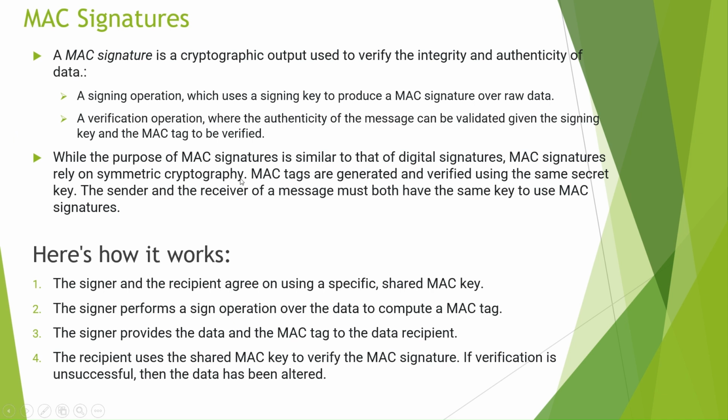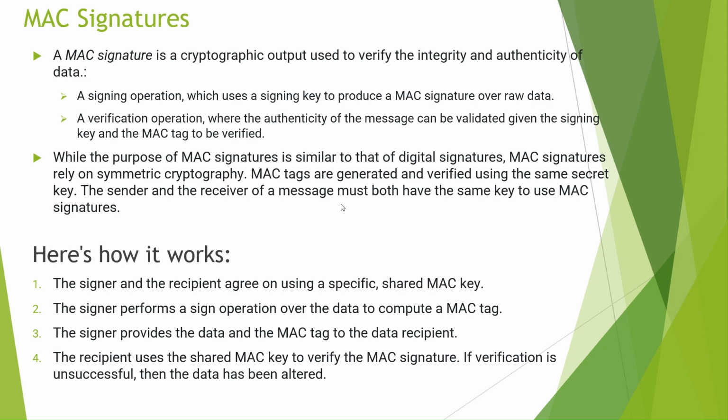In the process we saw in digital signatures, we use a key pair, a public and private key pair, but here there is no public and private key pair. There is only one key, and the sender and receiver both have the same key, and they use the same key to verify the data. The MAC tags are generated and verified using the same secret key, and the sender and receiver of the message must both have the same key to use a MAC signature. It cannot happen that the sender has a different key and the receiver has a different key. That doesn't work because it is a symmetric key. The same key has to be used for the same purpose.